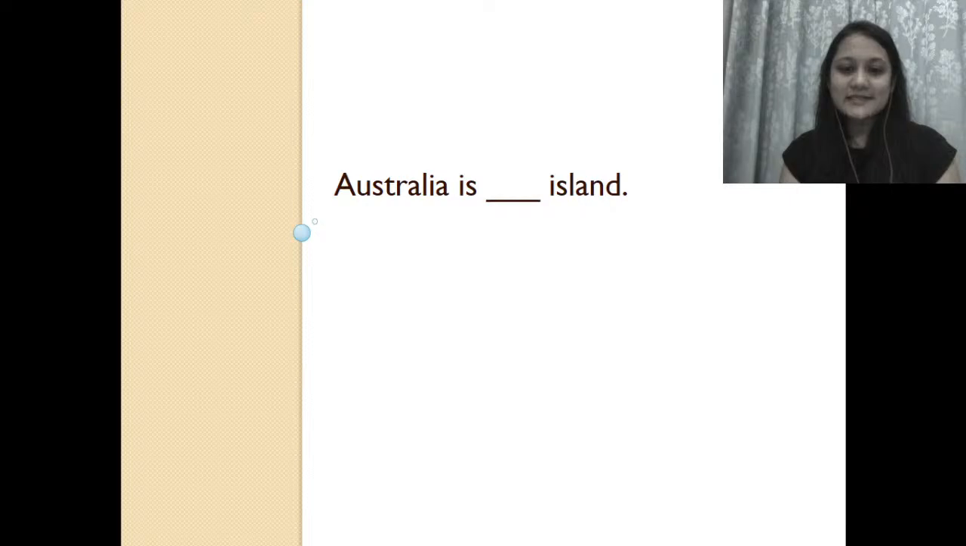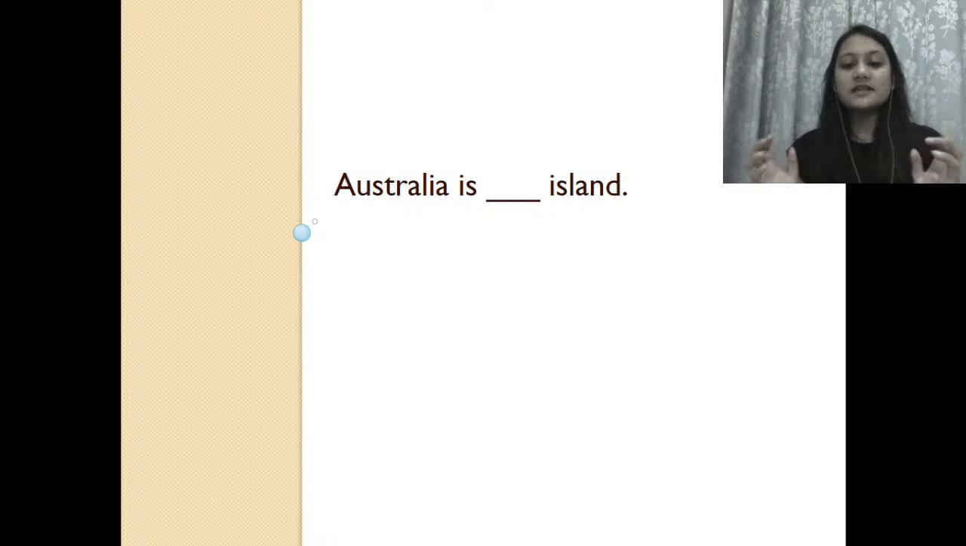Australia is dash island. So is it going to be "Australia is a island"? Is it? Okay, I am not sure. Can it be "Australia is the island"? Or is it going to be "Australia is an island"? Okay. When I said "a", I then simply switched to "an". Why did I do so?